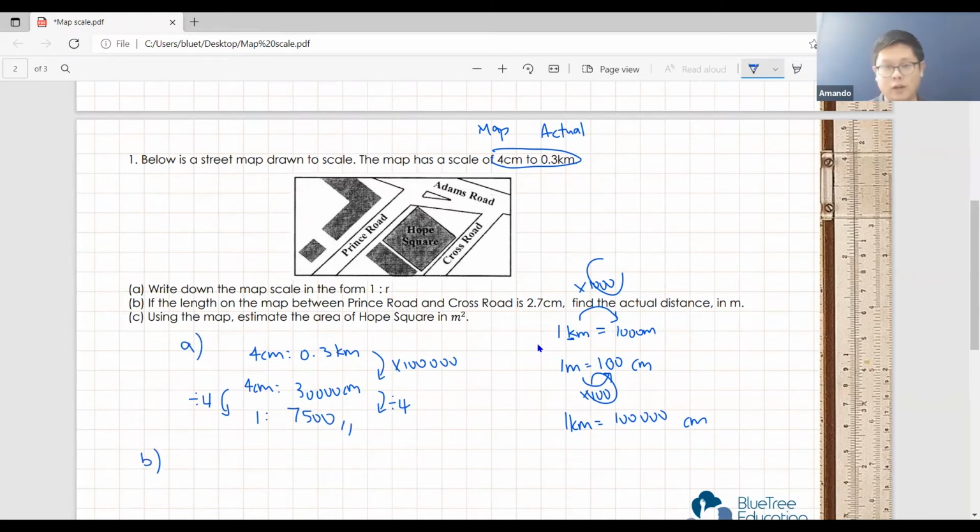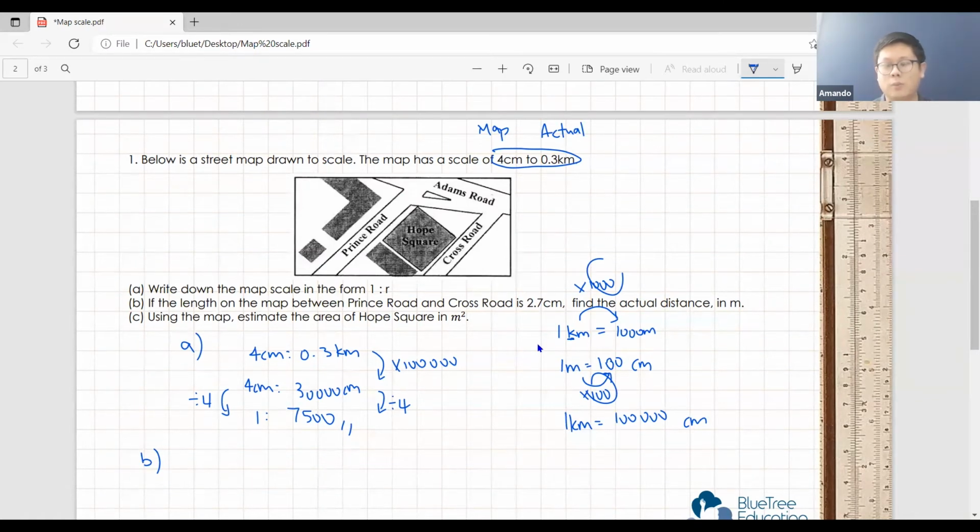All right, there we go. The final answer after dividing by 4 is 1 to 7,500, and that will be the actual answer without the need to put centimeters, because we know that it's the simplest form. And we already know that without the units, they will basically be the same measurement units, right?